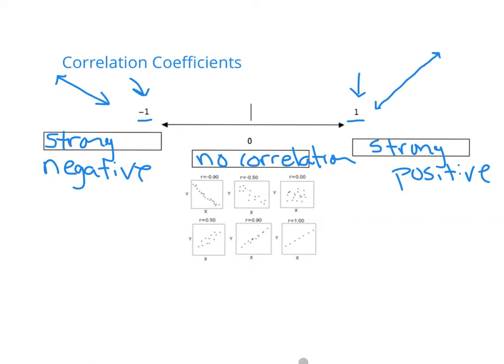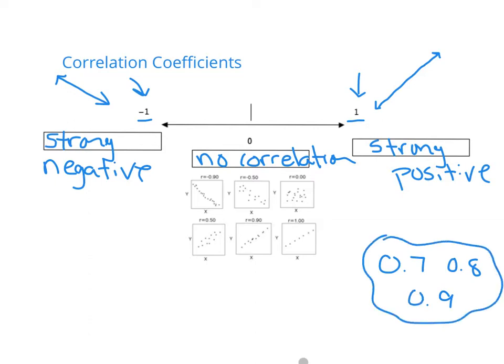And usually, 0.7, 0.8, 0.9, those would represent strong correlations. I'd say 0.5, 0.4, 0.3 would all be weak correlations. And then obviously the closer you get to 0, no correlation.